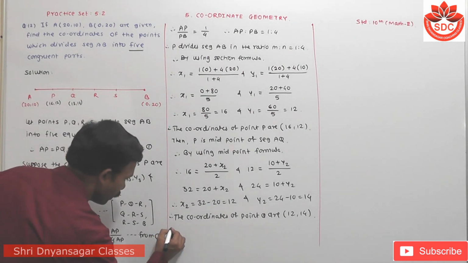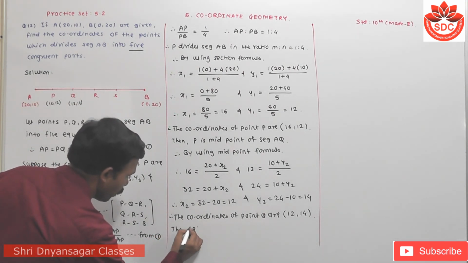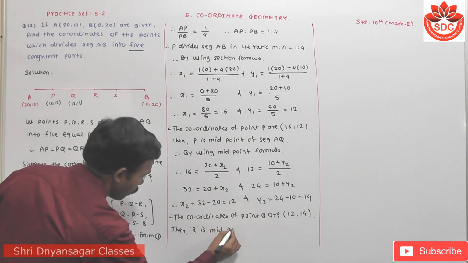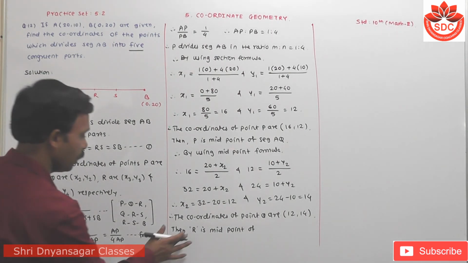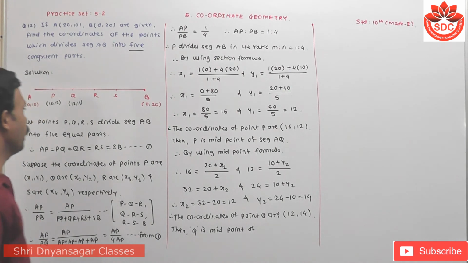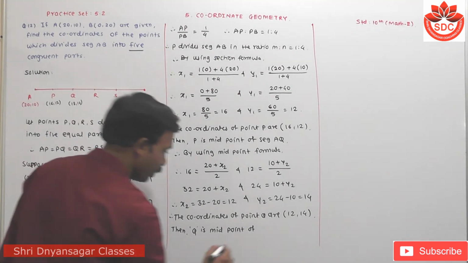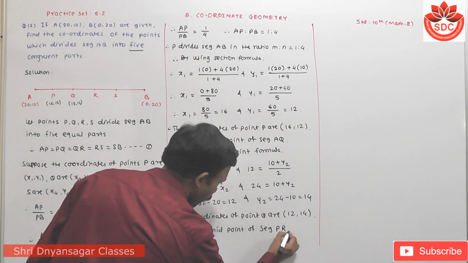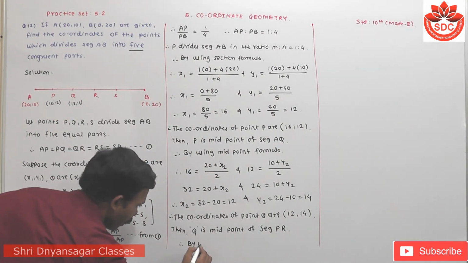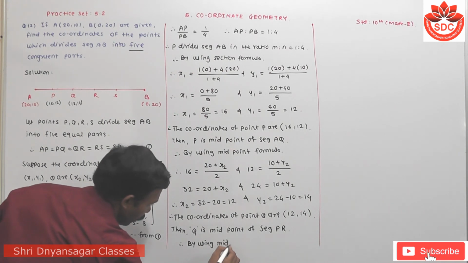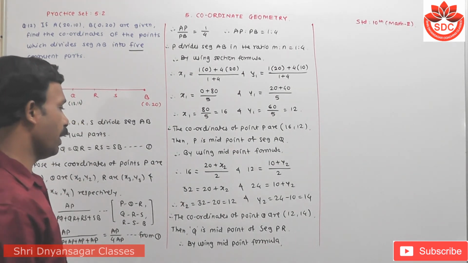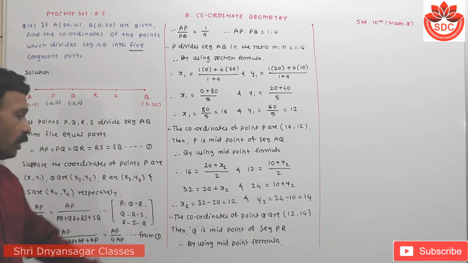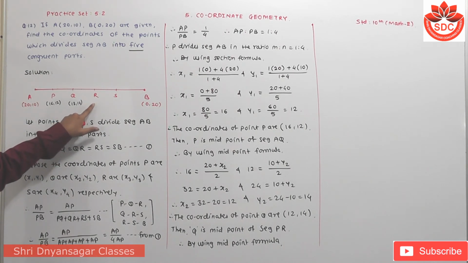So here, Q is the midpoint, not R. We have to find the value of R here. Q is the midpoint of segment PR. Therefore, by using the midpoint formula, again I have to directly use it for this point Q, the midpoint. So this is R with coordinates x3 and y3.